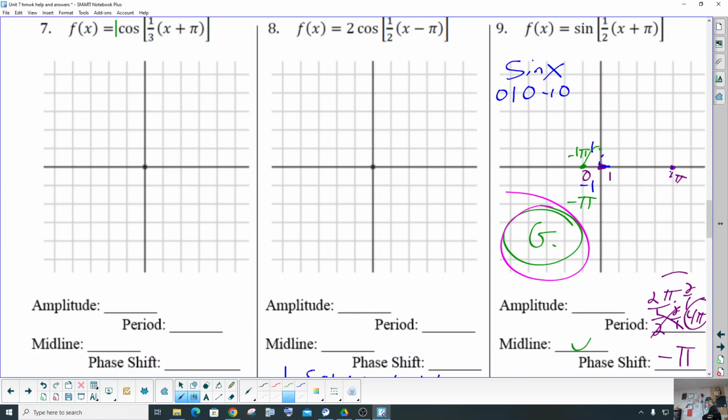So the amplitude again is the number in front. If there's nothing there, it's 1. But the midline is 0 if there's nothing there, no shift up or down. Amplitude just means up 1, down 1.